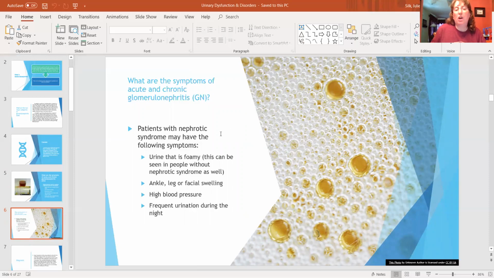Patients with nephrotic syndrome can have the following symptoms. The urine might look more foamy. This can be seen in people with nephrotic syndrome because of all of that protein loss, which is why it looks that way. You can have ankle, leg, or facial swelling, high blood pressure, and then frequent urination during the night.